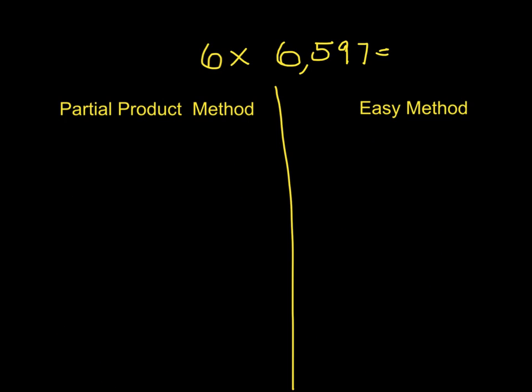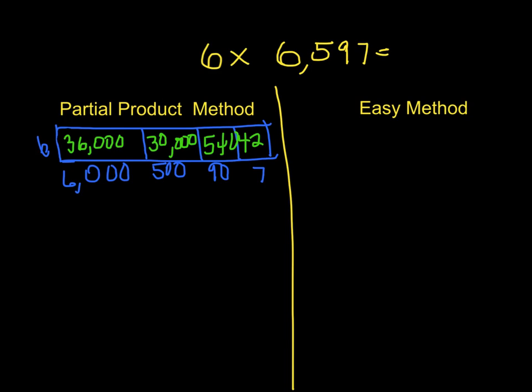In our last example, we're going to look at 6 times 6,597. So again, I'll start with the partial product method and show you how to set that up. So I multiplied my 6 times each of the parts of the expanded form of 6,597, and I got my partial products that I'm ready to add together.